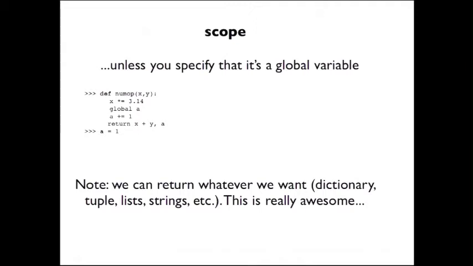So let me, outside of that function, say a equals 1. And I'll say numop 1 comma 1. So what's going to wind up happening here? The first argument will be multiplied by 3.14.